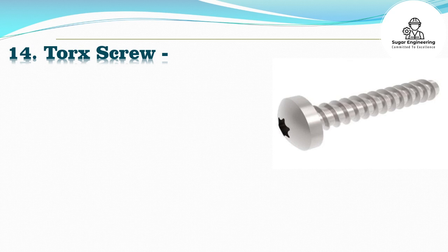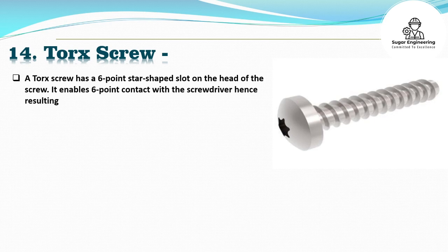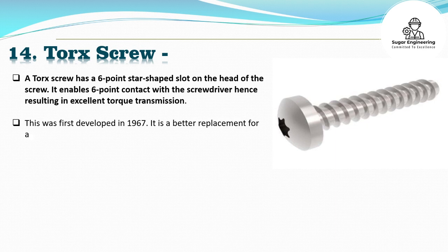14. Torx screw. A Torx screw has a 6-point star-shaped slot on the head of the screw. It enables 6-point contact with the screwdriver, hence resulting in excellent torque transmission. This was first developed in 1967. It is a better replacement for a socket drive as the chances of slip become minimum.